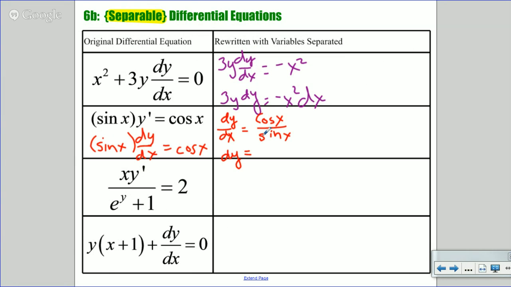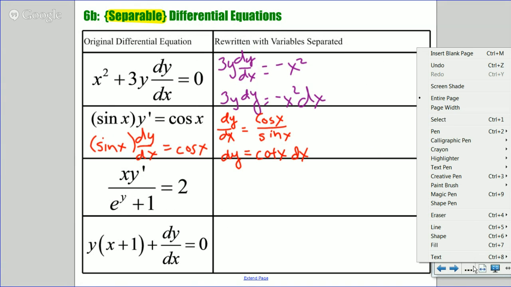just maybe as a little review, do you remember what cosine over sine of x is equal to? It's cotangent of x, right? Sine over cosine is tangent, so the reciprocal of that would be cotangent.